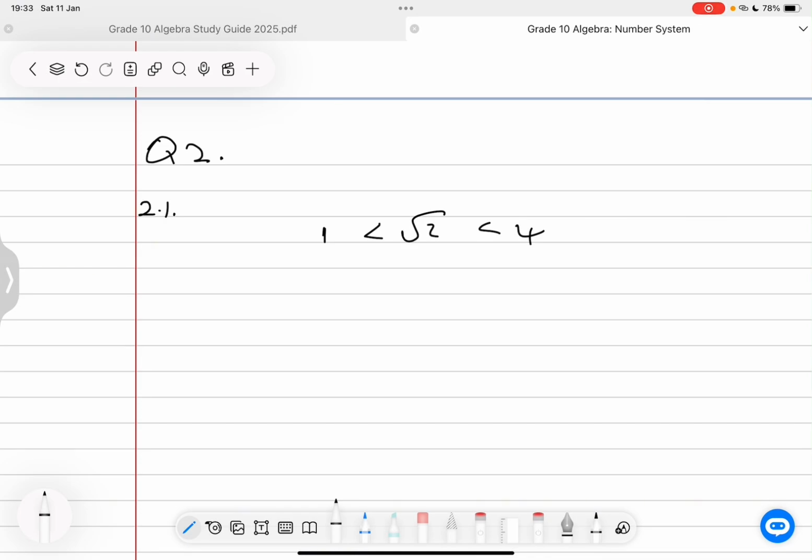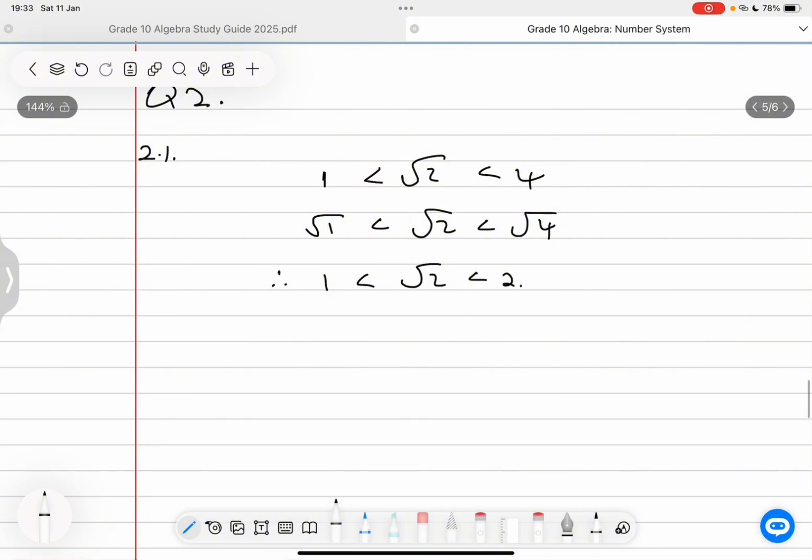Now, the second step to this question is that, because we are dealing with a square root, we have to put the square roots on both sides. So I have to put a square root on 1 and a square root on 4. We know that the square root of 1 is exactly 1, here we still have the root of 2, and the square root of 4 is 2. So this means that the irrational number root 2 lies between 1 and 2. It is bigger than 1, but not bigger than 2.